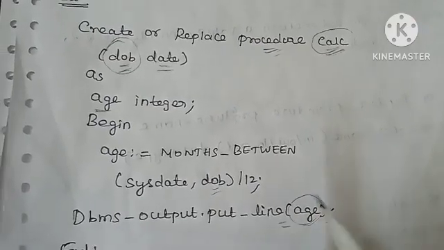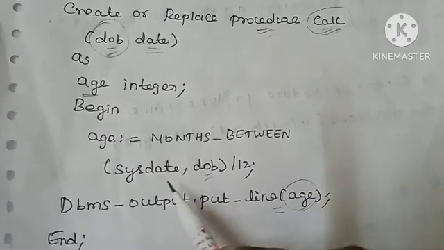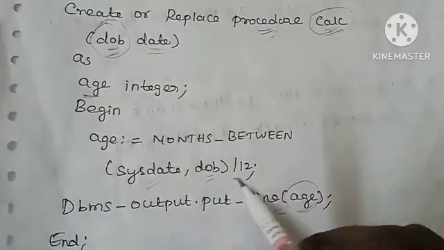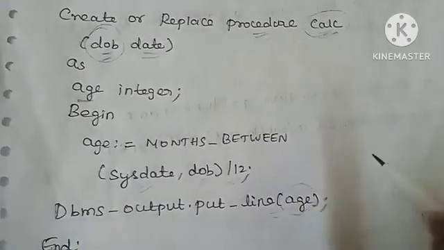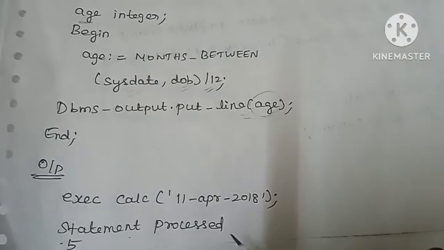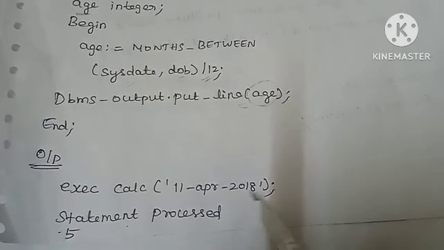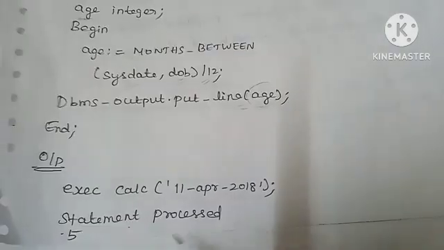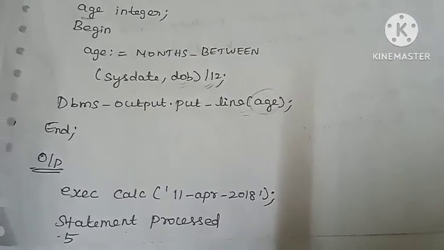This example defines that we can enter any date of birth and compare it with the system date, divided by 12. That means we calculate our current age. This is the procedure program, and then the output. From this example, I entered the date of birth 11 April 2018. It is compared to the system date and displays the current age. That means it displays 5.